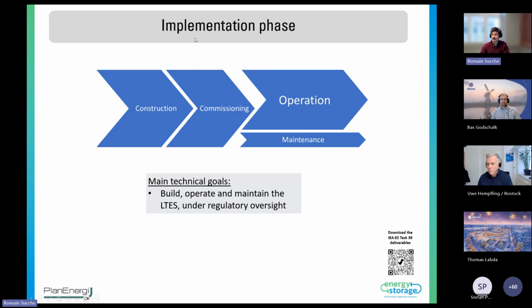Regarding the implementation phase, the first part would be to build the storage system, then to commission it, and then to take care of the operation and maintenance of the system.